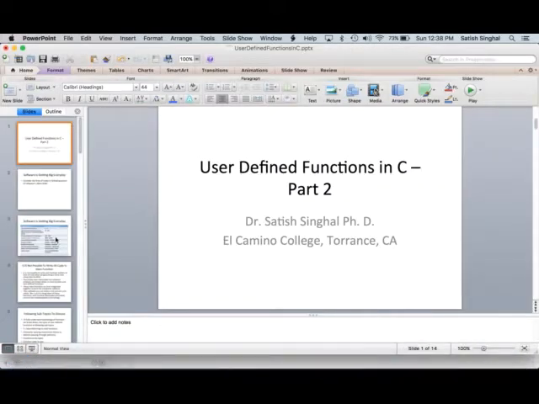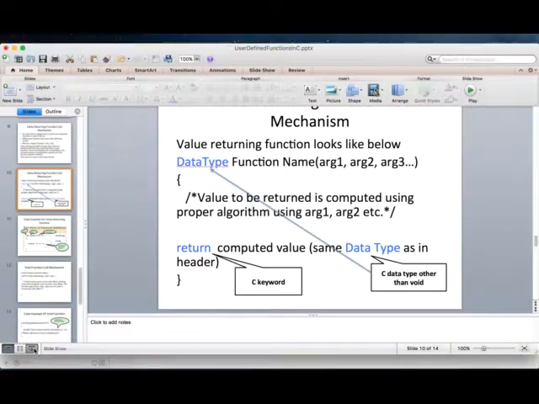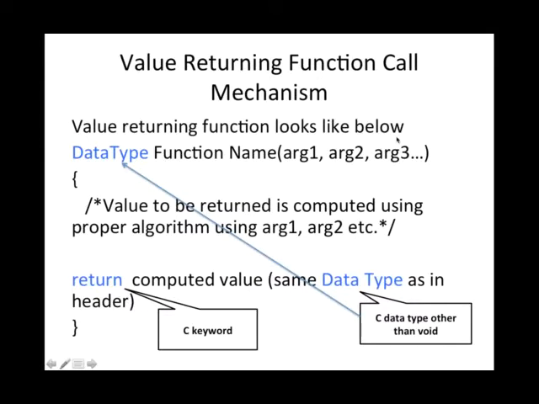And if you remember from part 1, user-defined functions that are value returning are written this way. You have the data type that is to be returned, function name, argument list. These arguments are used through an algorithm here to compute a value, and the computed value is returned by using a return statement, which is a C keyword. This has to be the same data type as that. Arguments may be different data types, doesn't matter, but the computed value should be the same data type as this one, and after the return statement, this computed value is returned to the caller.